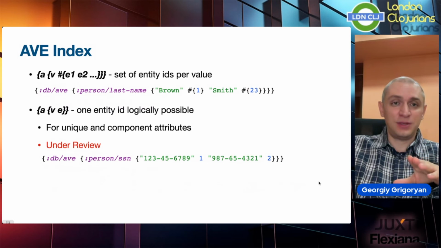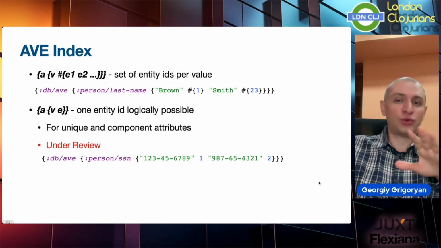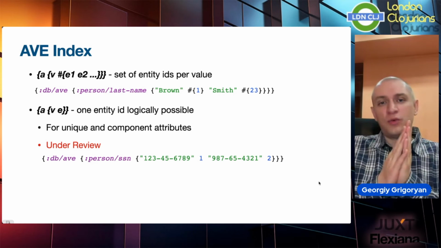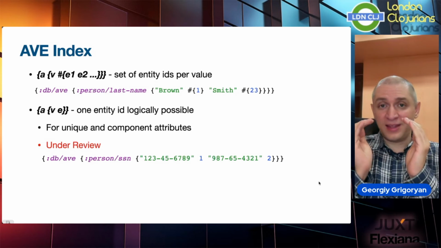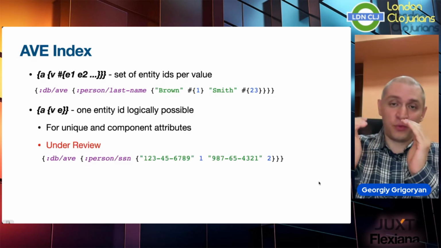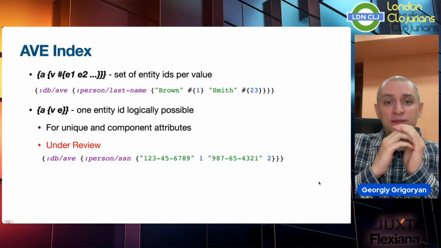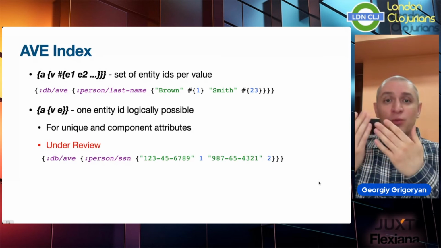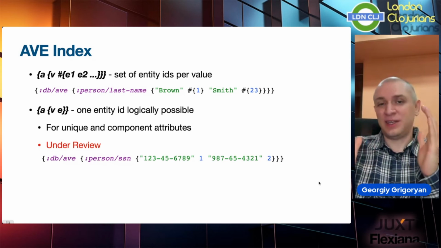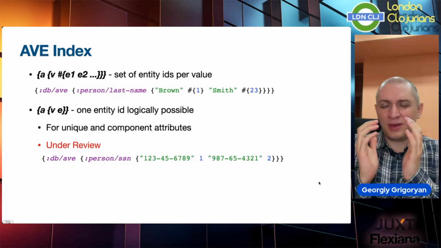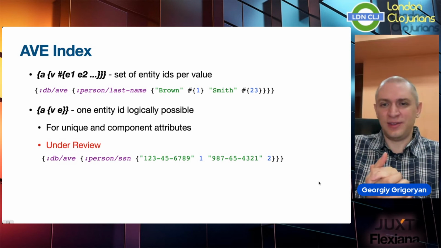So let me explain. On top there, we have the standard AV index, what that looks like. And we have an example, right? So we have a person last name indexed, and you see for each value, there's a set of entities that contain that value for that attribute. But on the bottom, if that attribute is unique, there's only one logical possibility. It cannot be a set of, well, it could be a set of 1, right? But rather than allocating a set and wrapping it in a set, I thought, well, why don't I just put the entity ID there and just be done with it? That seemed to make sense.